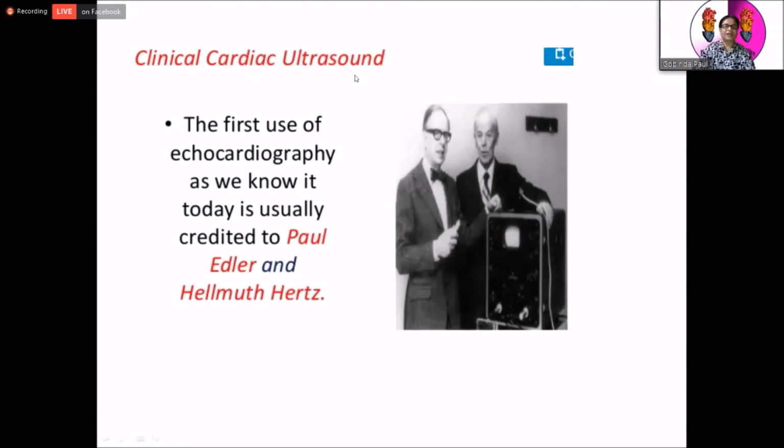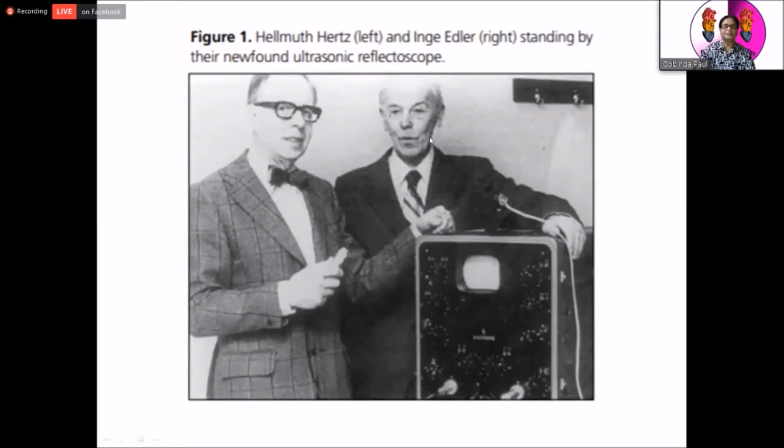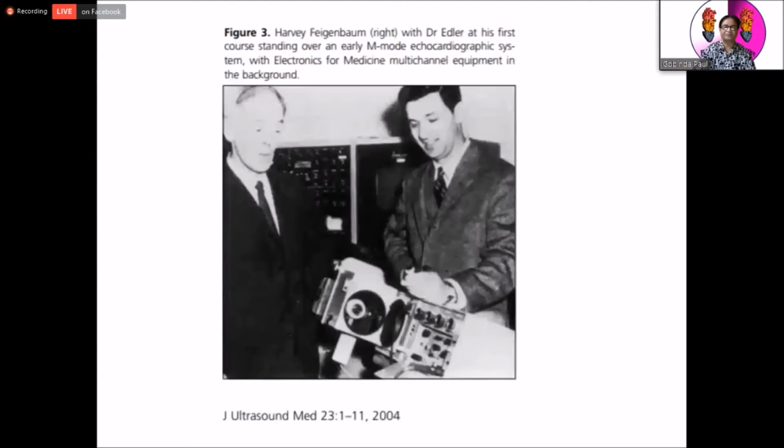This was the clinical cardiac ultrasound. Here are Inge Edler and Helmut Hertz, the two scientists, in front of their machine, the ultrasonic machine, the reflectoscope. Here, Harvey Feigenbaum with Inge Edler.